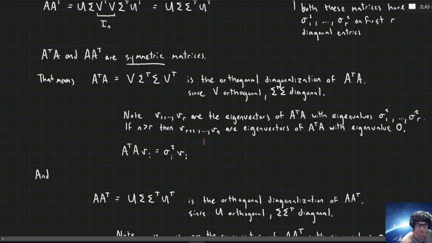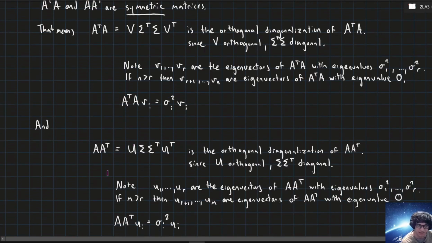We can do the exact same analysis for A A transpose. This is the orthogonal diagonalization of A A transpose. So the columns of U are eigenvectors of A A transpose. The first r eigenvectors have eigenvalues sigma 1 squared through sigma r squared. Again, if m is greater than r, then the leftover u's will be eigenvectors associated to 0.